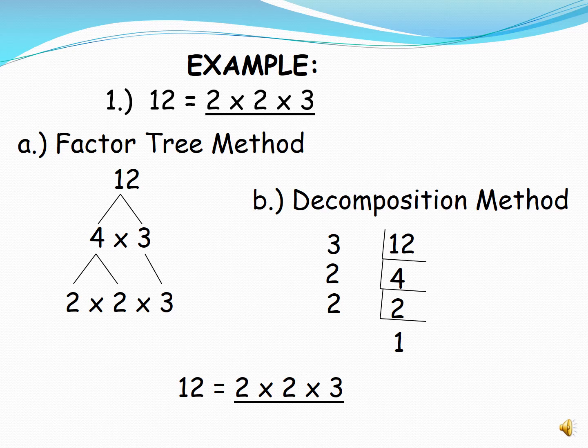Letter B, using the decomposition method. We have 12 divided by 3 is equal to 4. Then 4 divided by 2 is equal to 2. 2 divided by 2 is equal to 1. So the prime factorization of 12 is 2 times 2 times 3.